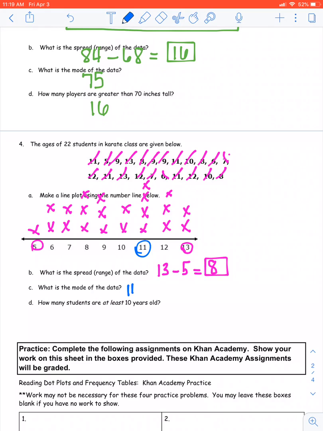And how many students are at least 10? At least means 10 or older. So let's erase this so we can do 10 or older. Count up the dots: 1, 2, 3, 4, 5, 6, 7, 8, 9, 10, 11. So there are 11 students that are at least 10 years old.